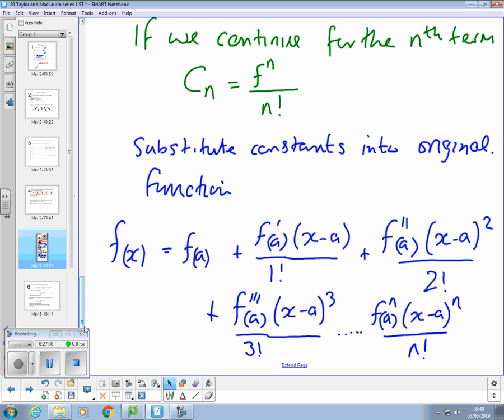Done well to fit all that on the board, didn't I? Right. Where will be used. Alright.